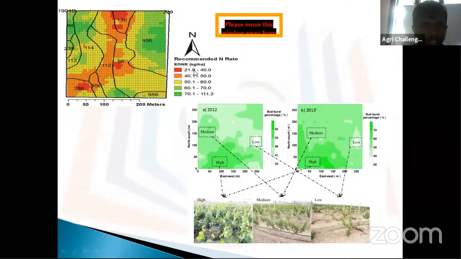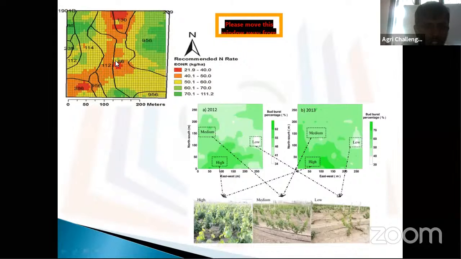Recommendation of N rates: they recommend different levels of N rates for a particular field. For this area they give some rate, and maybe this green area may be sufficient. These are the yield levels, and they are recommended for this red area, whatever the red zones. What zones? These are fertility zones. This is a fertility map.